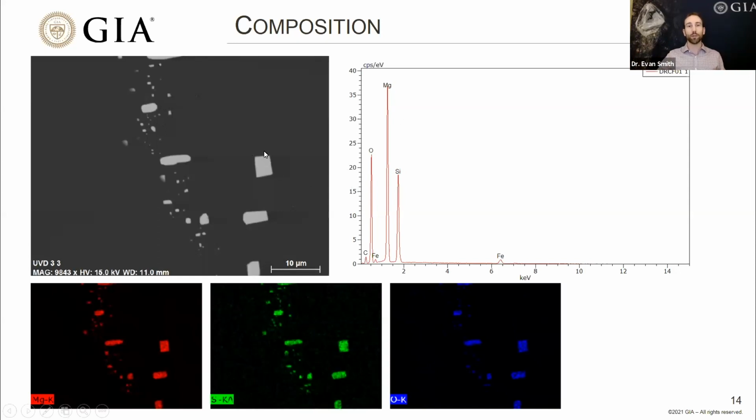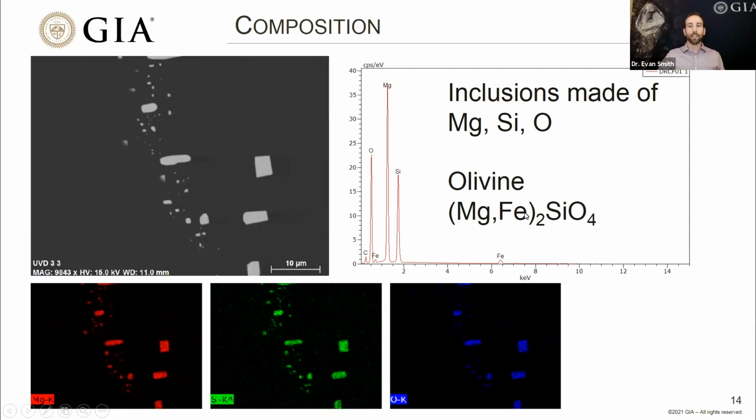So in this material here, if we do this, the EDS spectrum looks like this, and we can see this material is made up of oxygen, magnesium, and silicon. It has a little bit of iron too, but for the most part, this says that these inclusions are made up of magnesium, silicon, and oxygen. And the material we're actually looking at is olivine. And this is the chemical composition of olivine.